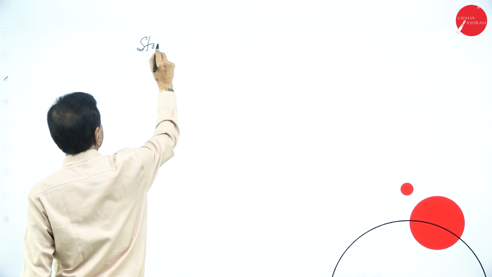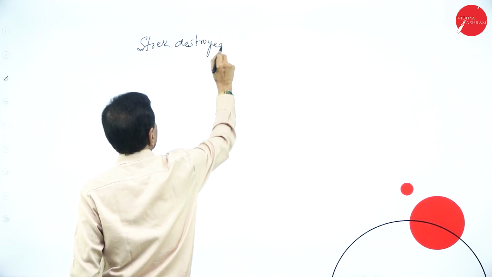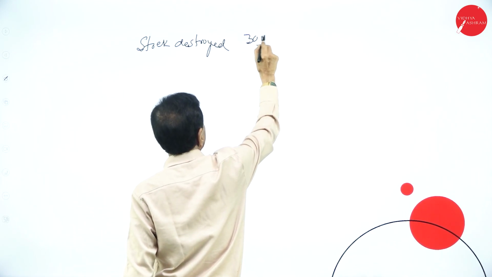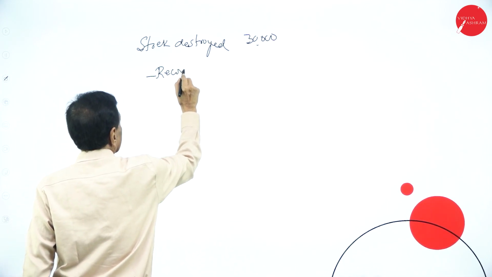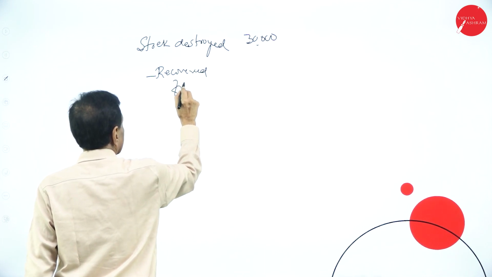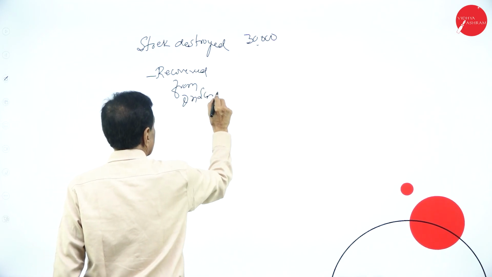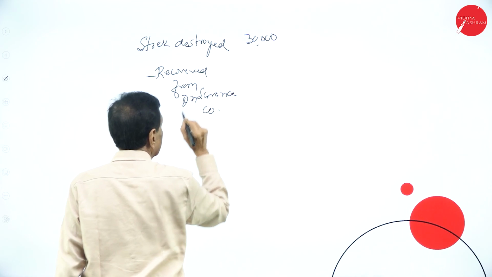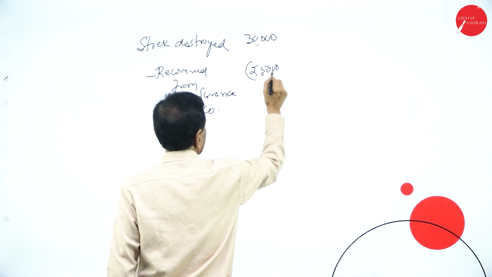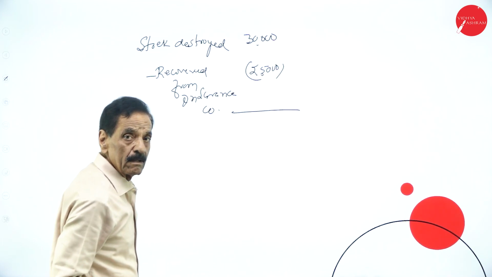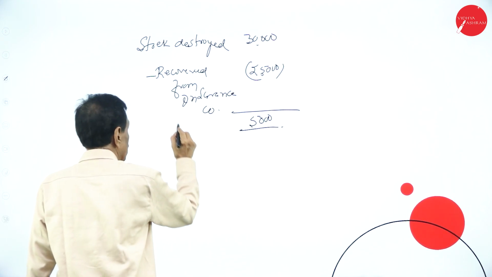Stock destroyed, $30,000, minus recovered from insurance company, $25,000. How much could not be recovered? 5,000. This is loss on stock.